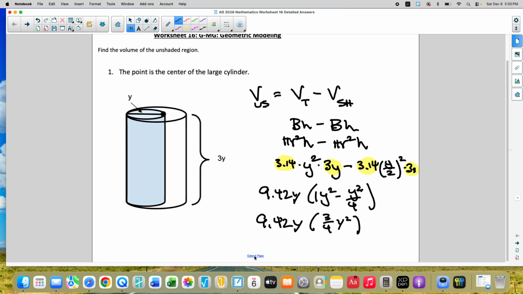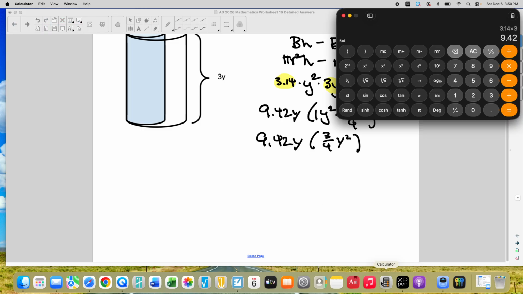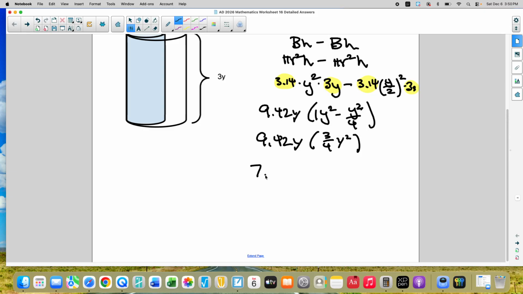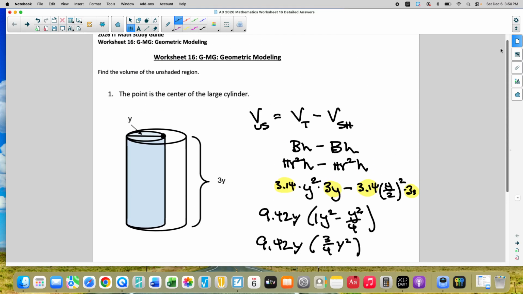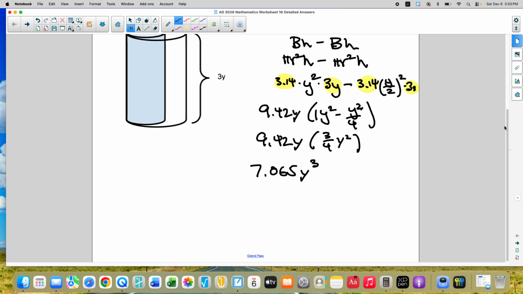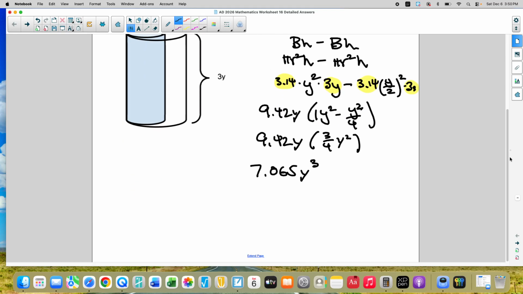Now we can multiply those and nothing cancels. So we multiply 9.42 times 3 and then divide by 4, and we get 7.065. So 7.065 y to the third, y times y squared. Does it say find the volume of the unshaded? Yeah. So it's 7.065 y cubed. Pretty sure that's the answer.